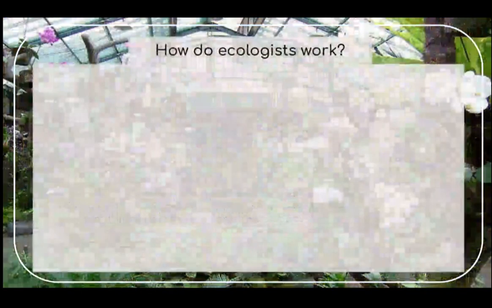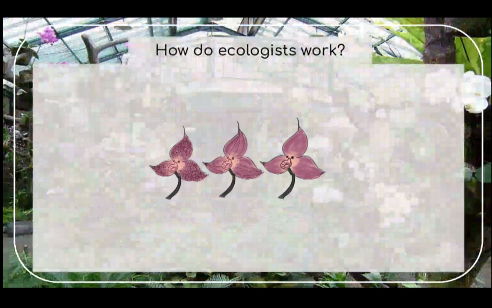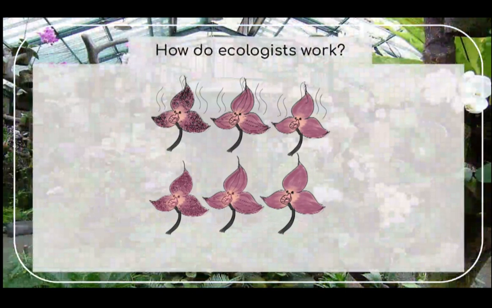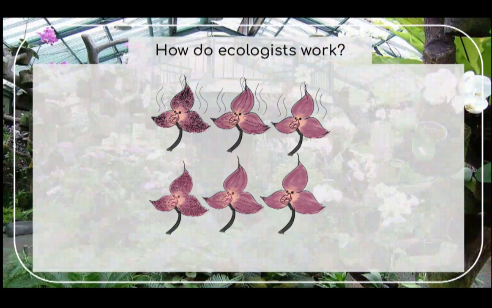How do ecologists work? Ecologists created 3D printed replicas of part of the orchid flower. They gave some of the replicas a scent and some without a scent. The printed sepals had different patterns. One is spotted, one is striped, and one without a pattern with only solid color.